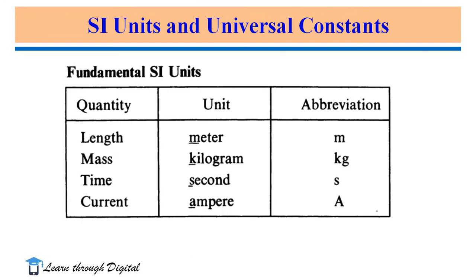So next we are going to discuss fundamental SI units. The units which are independent, chosen and not dependent on any other units are called fundamental units. These are also called base units. The fundamental units are quantities: length, mass, time, current. Unit for length is meters, unit for mass is kilogram, unit for time is second, unit for current is amperes.